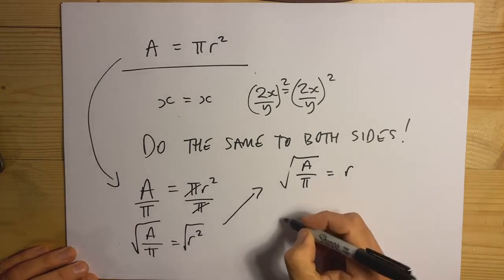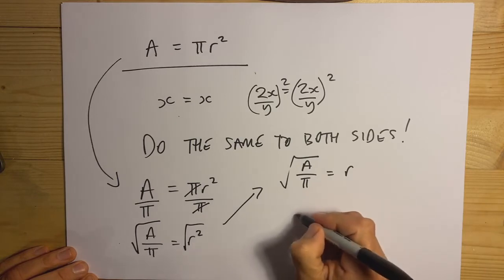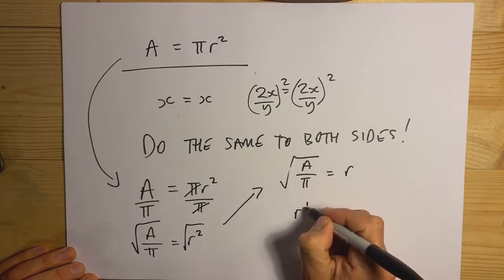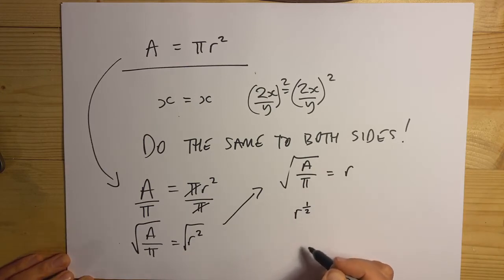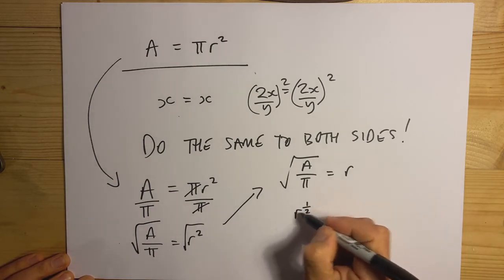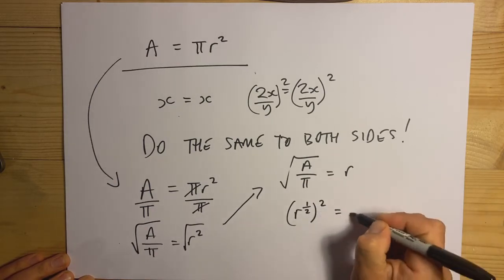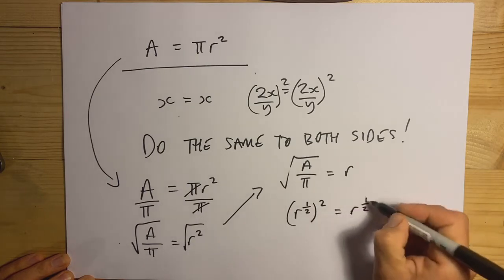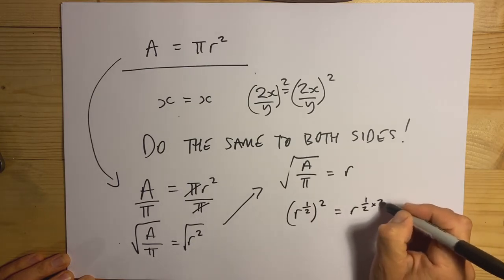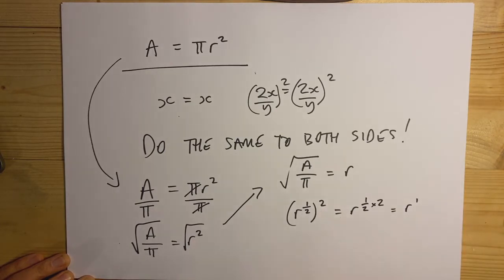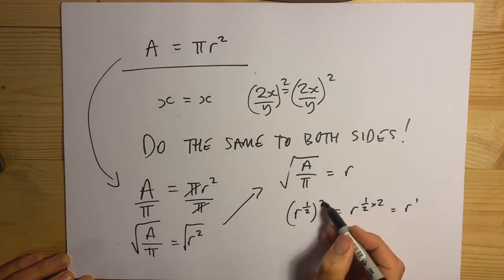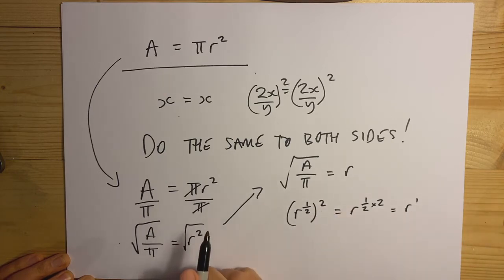Just as a quick aside, we can think about why that might work. The square root of r, remember, we can write as r to the power a half. So if we squared that, that would be the same as r to the power half times 2, which is the same as r to the power 1. So the square root of something squared is the same as that something. The square root and the squared cancel each other out.